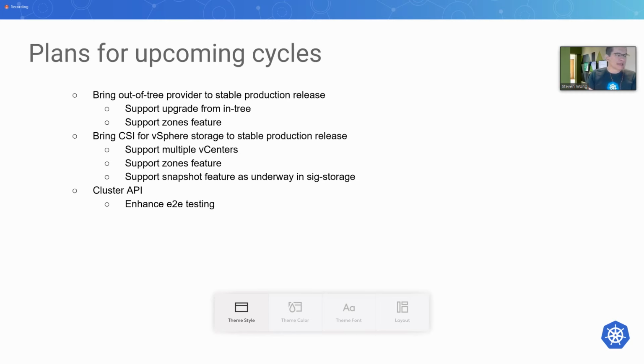The initial CSI release didn't have support for the zones feature. In other words, zones would affect scheduling and take into account possible constraints on the persistent volume mounts. So the goal is to inject storage-aware zones in the upcoming release. And then finally, the cluster API, it's an alpha feature, but we recognize that there is an opportunity for enhanced end-to-end testing to take place using that API.